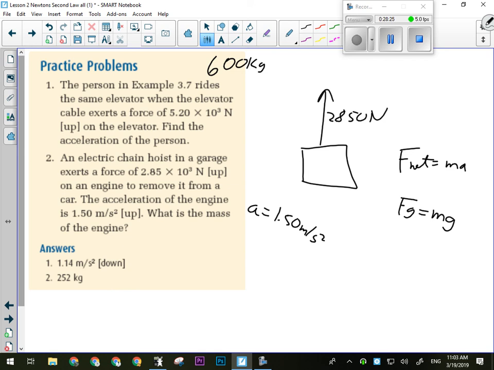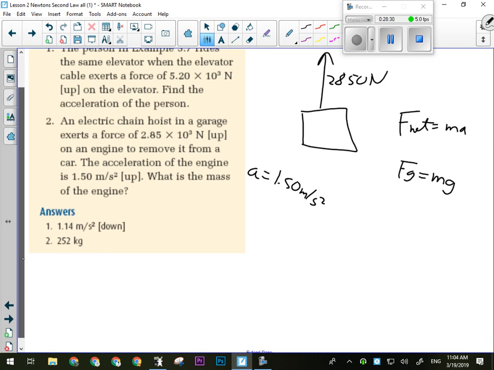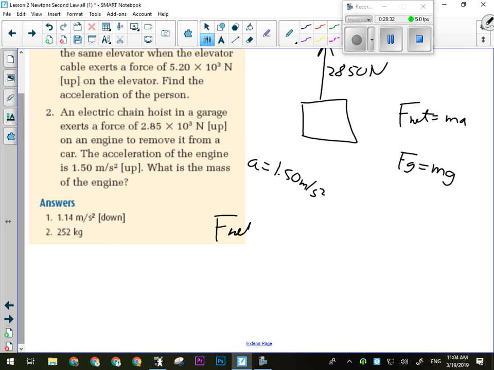So for right now, I know I've got 2,850 newtons going upwards, right? So if I do F net, that's supposed to be the vector sum of all forces. So that means the force of the hoist plus the force of gravity, which would be a negative number. Everybody okay with that? All right. These forces can be calculated by doing this. Mass times net acceleration equals mass times the acceleration of the hoist plus mass times acceleration due to gravity.